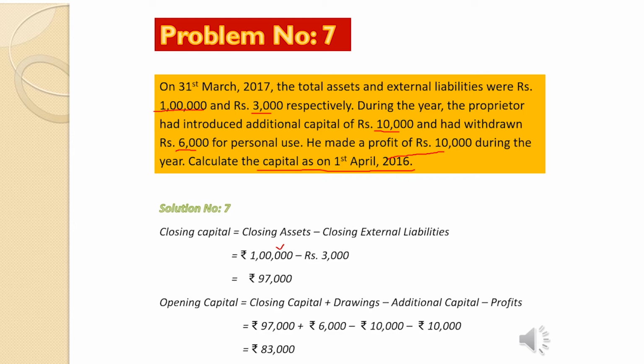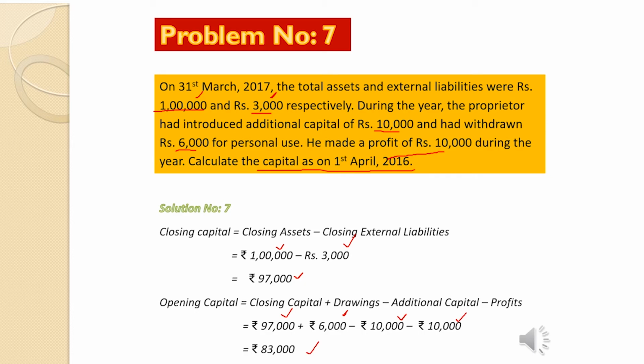Closing external liabilities is rupees 3,000. Here total assets is 1 lakh. Okay. So closing capital is equal to 1 lakh minus 3,000, which is 97,000. So opening capital is equal to closing capital plus drawings minus additional capital minus profit. The closing capital is 97,000, drawings 6,000, additional capital introduced minus 10,000, and profit is 10,000. Then the opening capital is 83,000.